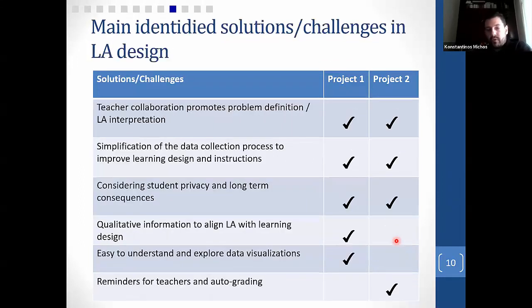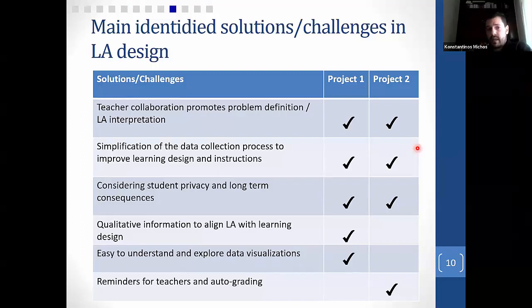We also identified common solutions and challenges in learning analytics design. In both cases, teacher collaboration promoted the problem definition and learning analytics interpretation. And we saw this through the interactions of teachers in the workshops, but also in their online interactions.